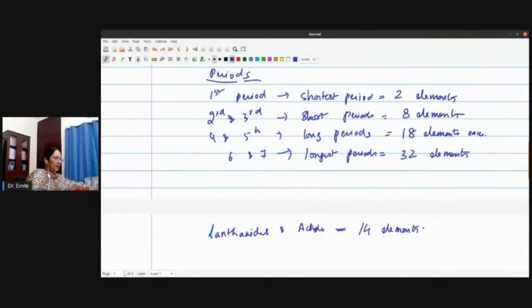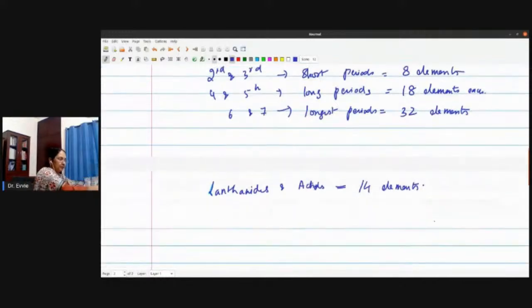Now coming to the groups, some properties about the groups. As I told you, there are totally 18 groups, and the inert gases, towards the extreme right, you will have helium, neon, krypton. So the 18th group contains the inert gases.